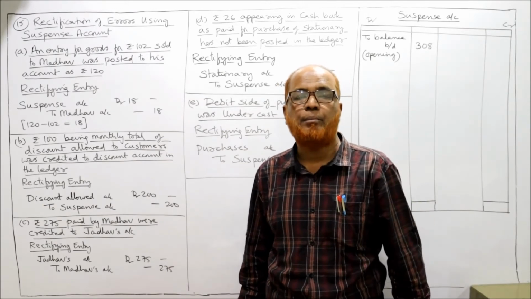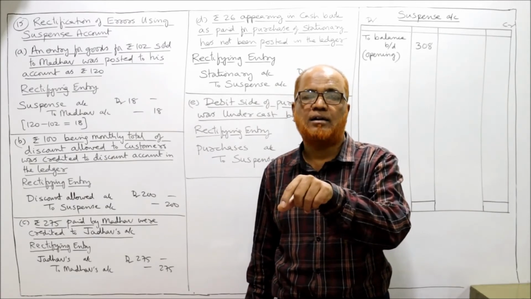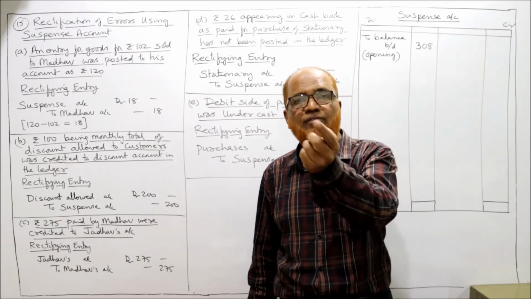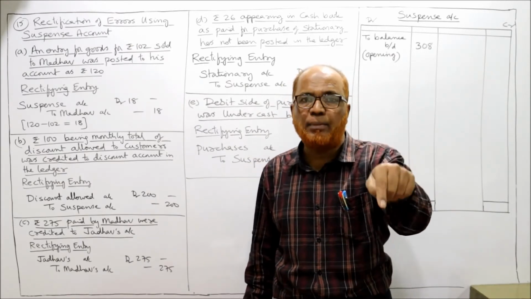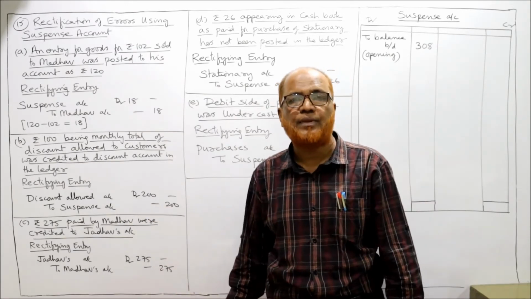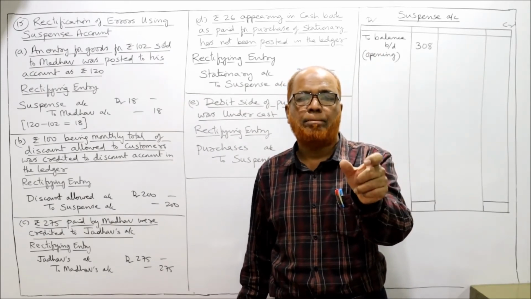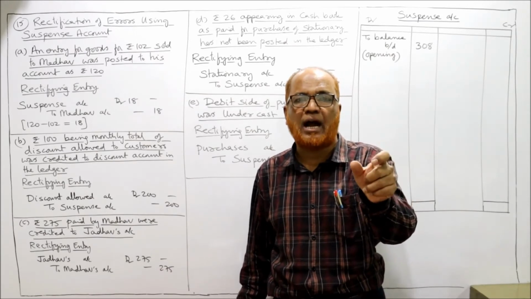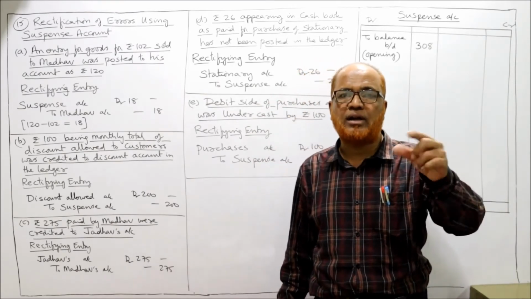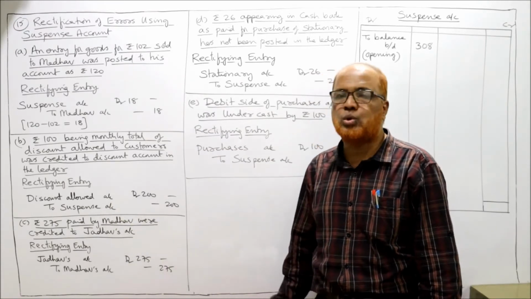Now we debit it, but double the amount. When an amount is taken on the wrong side, it should be doubled. So instead of debiting discount account, we have credited discount account. Now we debit the discount allowed account by double the amount. Double the amount means 100 plus 100, 200 rupees. So error will be rectified by debiting the discount allowed account by 200 rupees. So rectifying entry, discount allowed account debit to suspense account, 200.